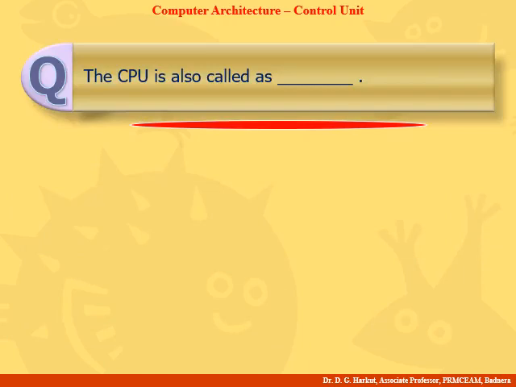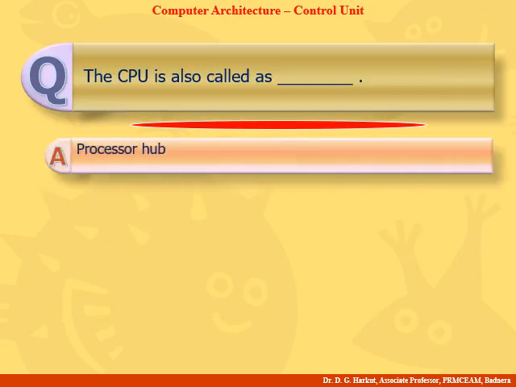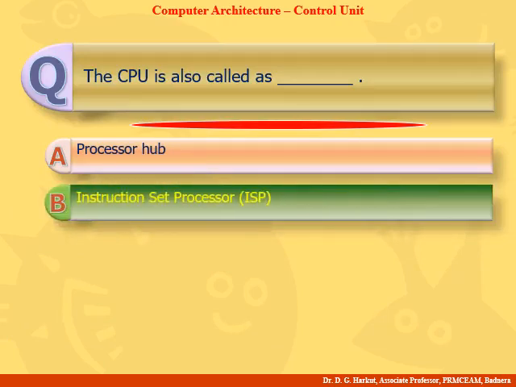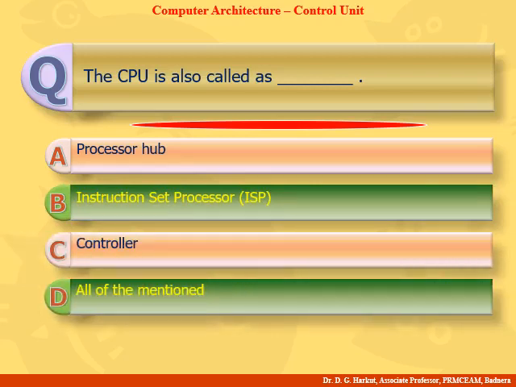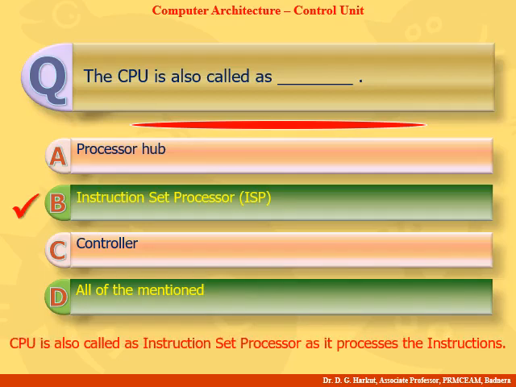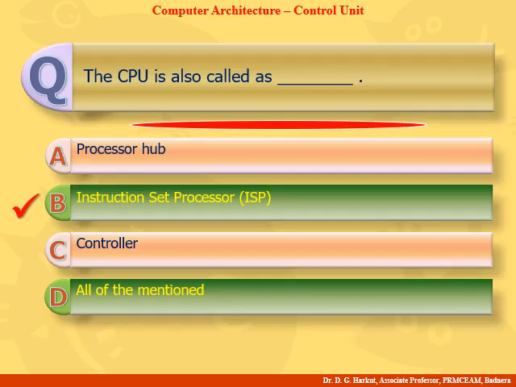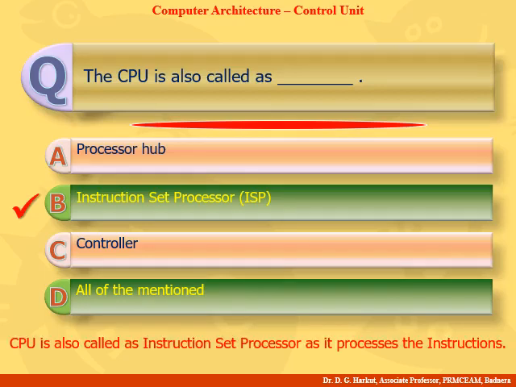Question number one. The CPU is also called as: options are processor hub, instruction set processor, controller, all of the mentioned. The answer is instruction set processor. CPU is also called as instruction set processor as it processes the instructions.